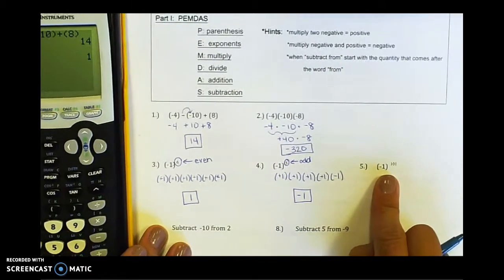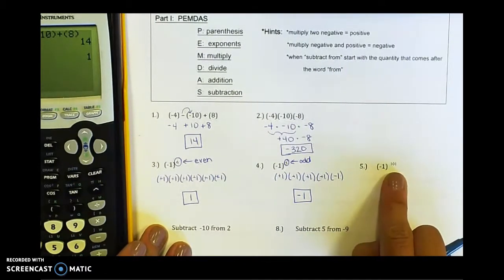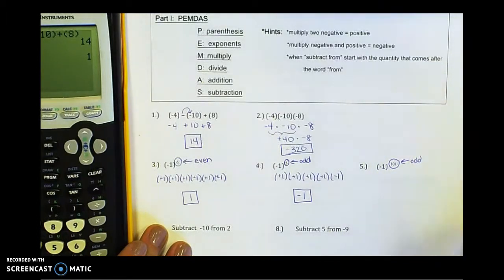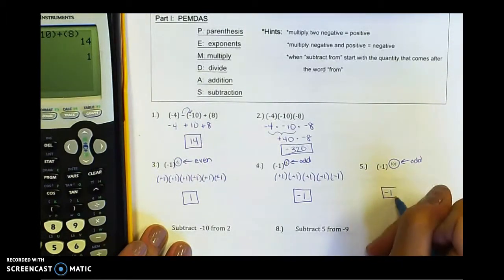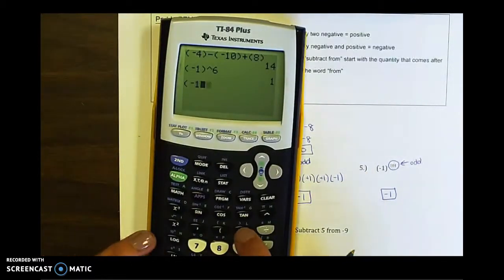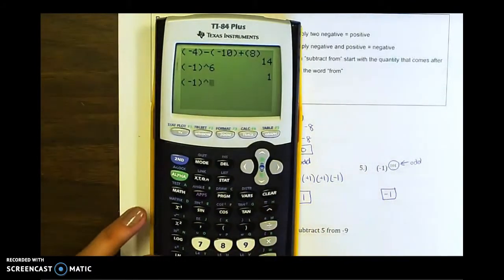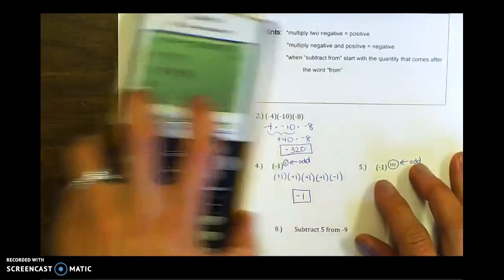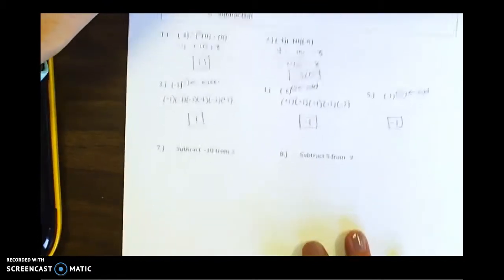So let's take a look at number 5. Negative 1 raised to the 101 power. Now, we don't want to have to write this out 101 times, so just look at the power. Here we see that it's odd, which means we're going to get a negative 1. And again, if we wanted to check that in the calculator, negative 1 raised to 101 power, and we get negative 1.